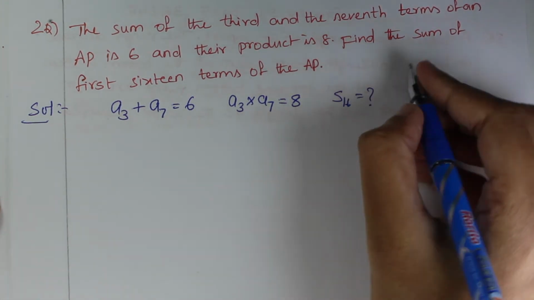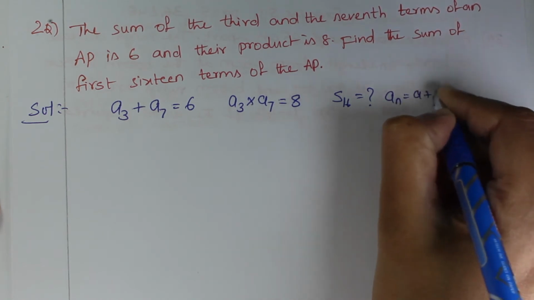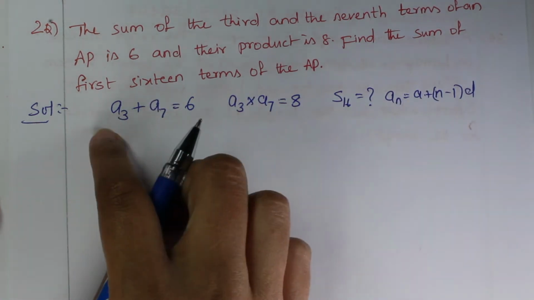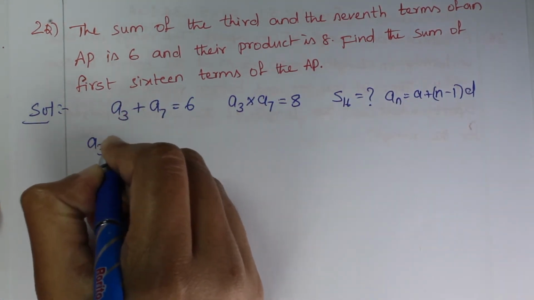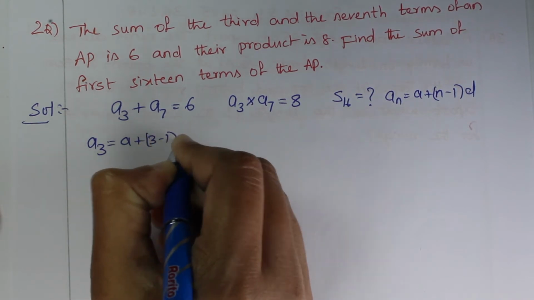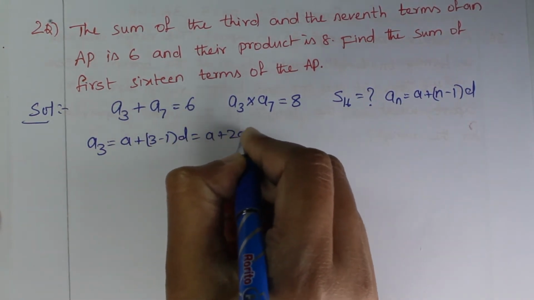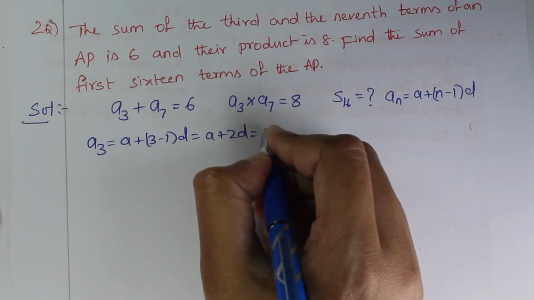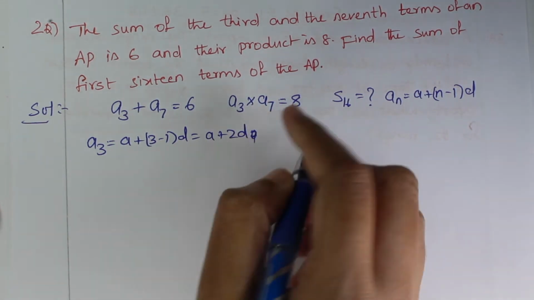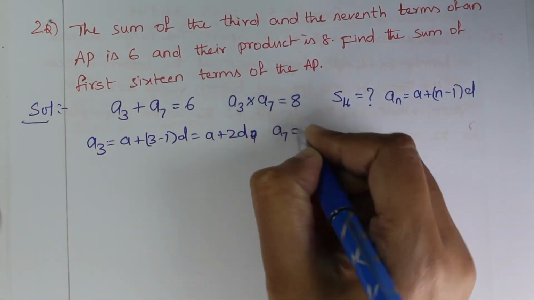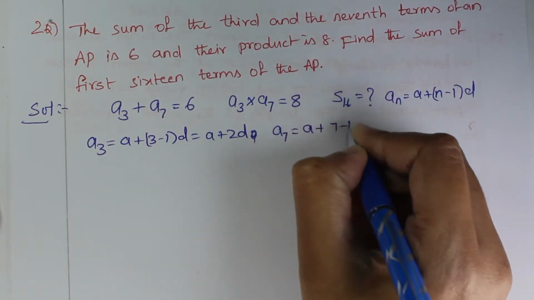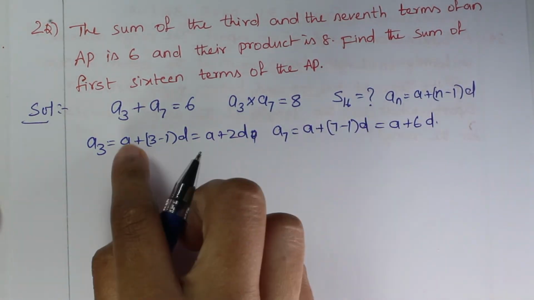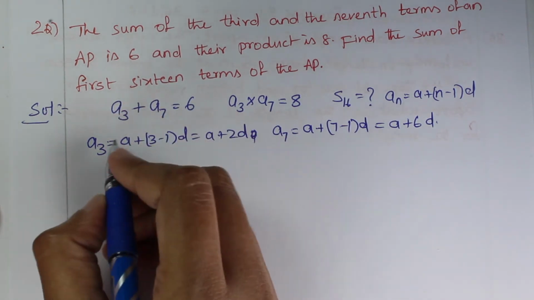Okay, now we know the formula of an. An is equal to a plus n minus 1 into d. Right? Now I will substitute these values. A3 becomes a plus 3 minus 1 into d, that is equal to a plus 2d, is equal to 6. A3 becomes a plus 2d. Now A7 becomes a plus 7 minus 1 into d, that is equal to a plus 6d. Now I will substitute the values of A3 and A7 in this equation.